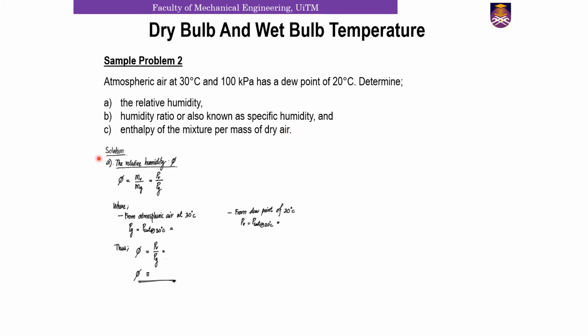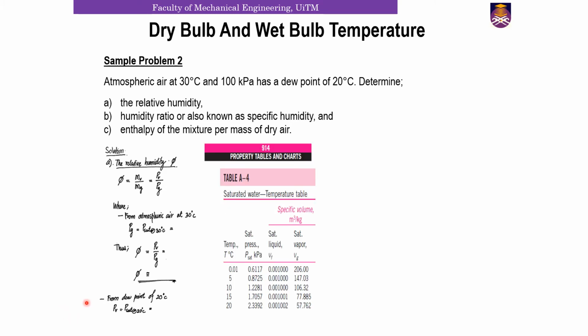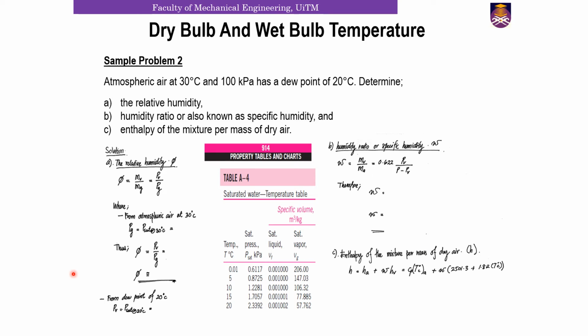In order to find the relative humidity, all you need to do is use this formula. For that we have to find these two parameters, pressure PV and PG. PG is nothing but your P saturation at 30 degrees C, which you can find from the table easily. And this is for the dew point of 20 degrees C, so you can find the P saturation at 20 degrees C easily from the table here. You can refer to table A4. That will give you the values easily, and you will be able to find the relative humidity.